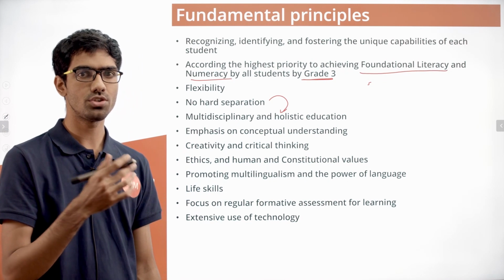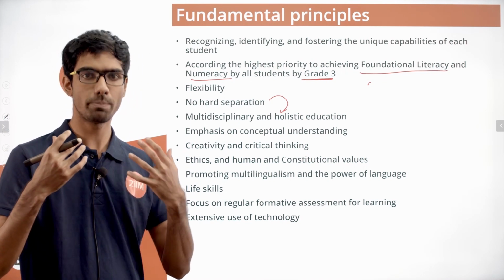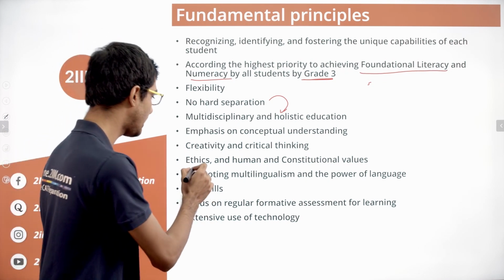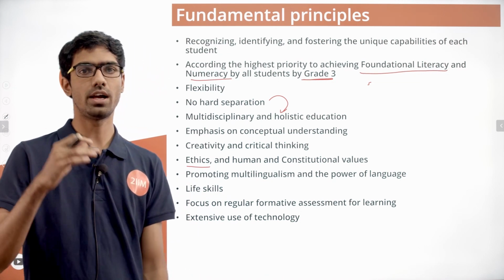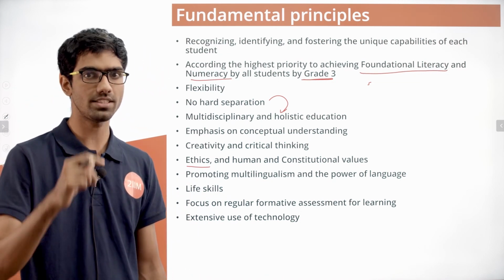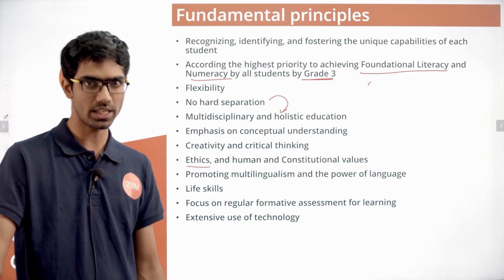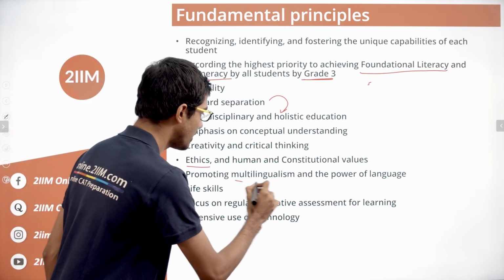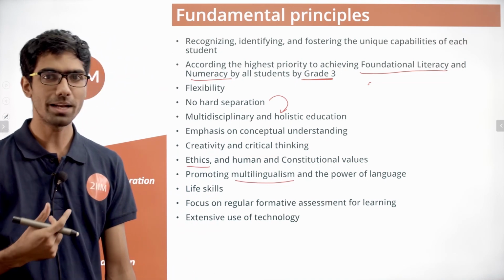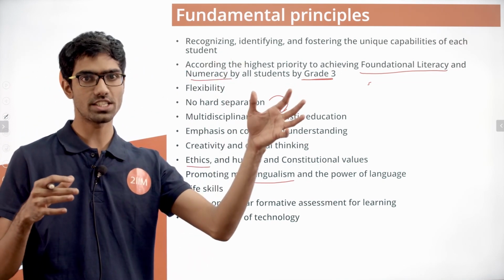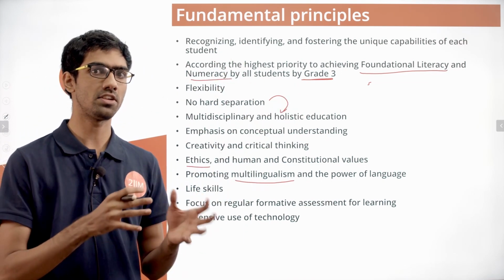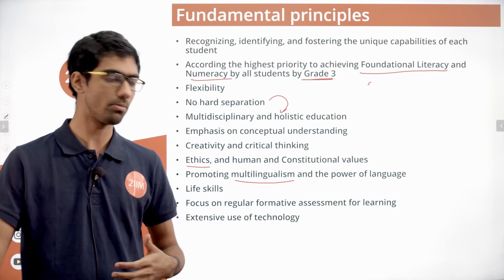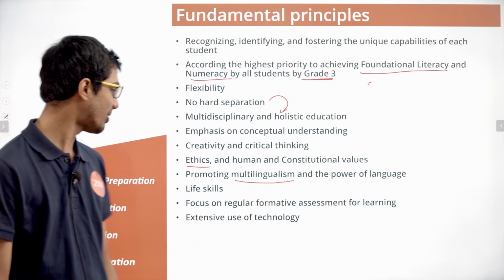So any education shouldn't diminish what the person is ideally, and there should be certain fundamental traits and ethics that should be in place irrespective of where or how the student gets educated. Promoting multilingualism and the power of language. This is one aspect that became controversial when the draft national education policy was laid out, and then there were certain rollbacks that the government had to do, but we are going to see about it in detail as well.